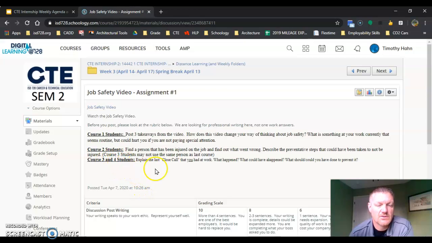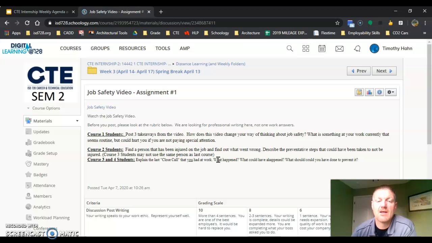Course 3 and 4 students, explain the last close call that you had at work. If you didn't have a close call, talk about somebody else's close call. If somebody else didn't have a close call, think about what could be a close call. Manufacturing and automotive, these are pretty easy. Close calls happen on a regular basis. The other industries, you still have to do some stuff at work.